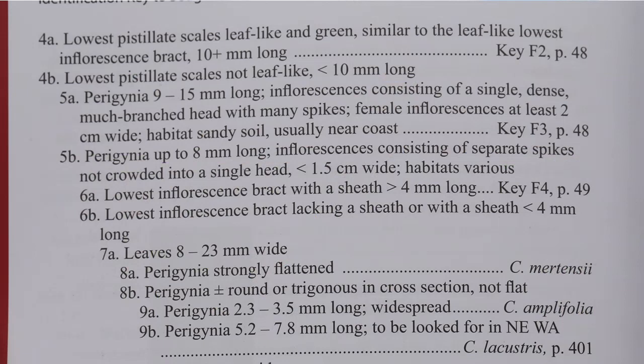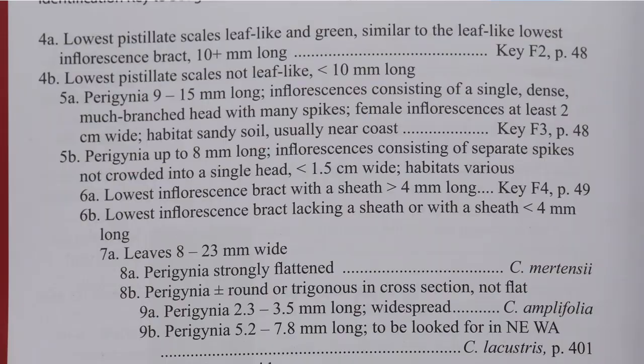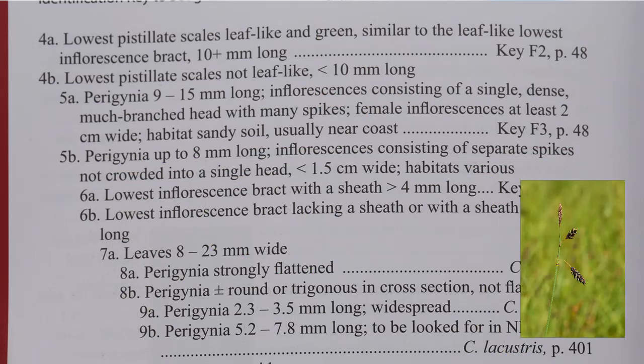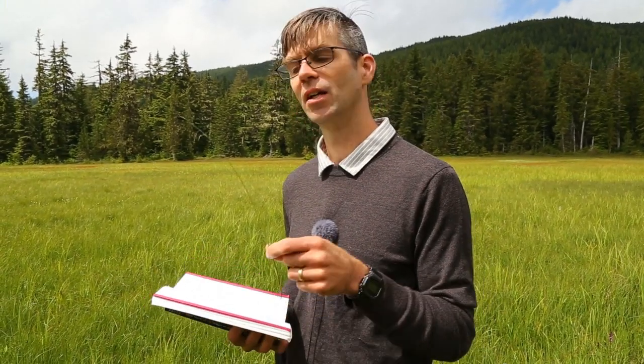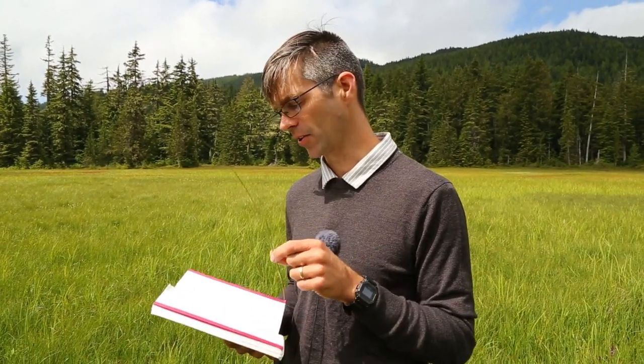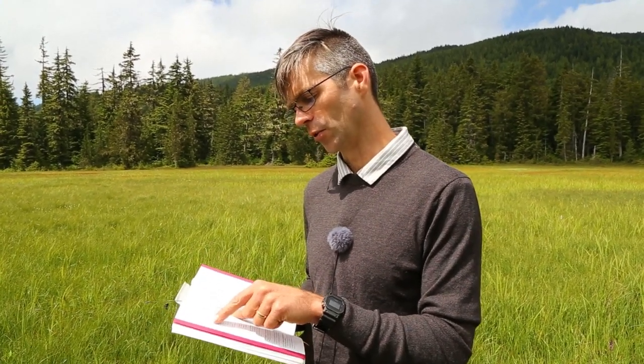So we'll compare 5A to 5B now. 5A says perigenia 9 to 15 millimeters long. I often skip the measurements if I can and see if there's a trait that's a little easier to see. So after that, it says inflorescence consisting of a single, dense, much branched head with many spikes. Or 5B says inflorescence consisting of separate spikes not crowded into a single head. So there we go, that's an easy trait, no measuring needed. We have several spikes that aren't crowded into a dense head. So we go with 5B.